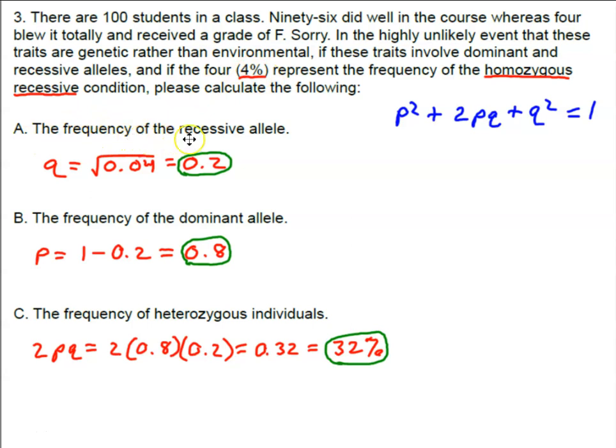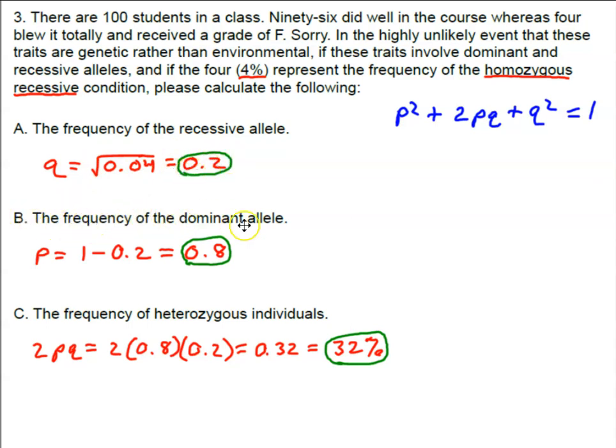So we're asked for the frequency of the recessive allele. Well, if you've got the genotypic frequency of the homozygous recessives, it's simply a matter of taking the square root of that. But remember, when you take the square root of it, you need to turn it into a decimal. So in other words, divide by 100. So it's 0.04. Square root of 0.04 is 0.2. So there's our answer. That's the frequency of the recessive allele.